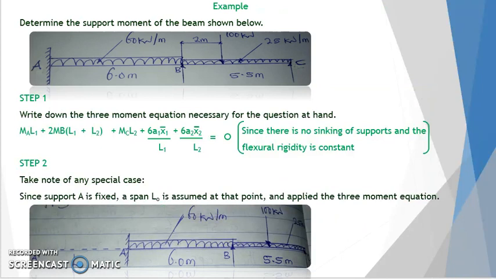Determine the support moment of the beam shown below. This is exactly the beam I used in the example in the Hardy-Cross method and the slope and deflection method. I didn't remove anything, I didn't add anything.